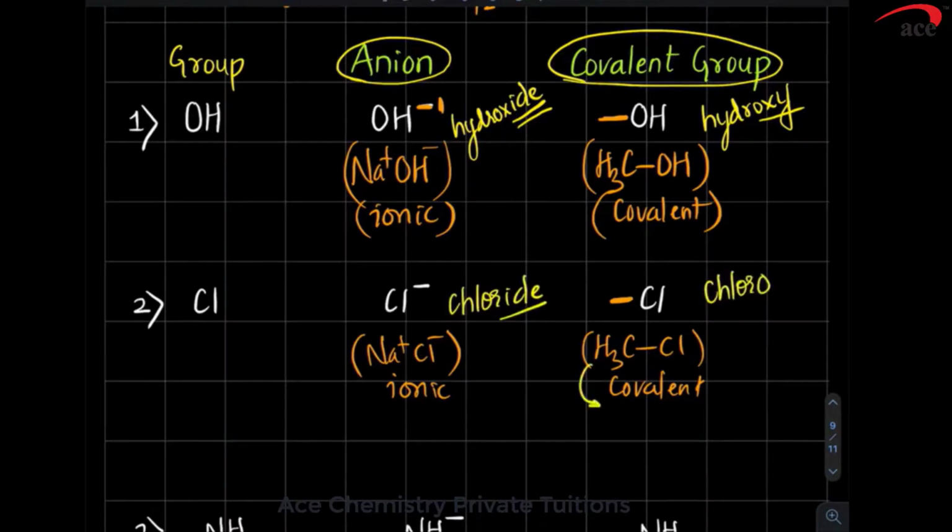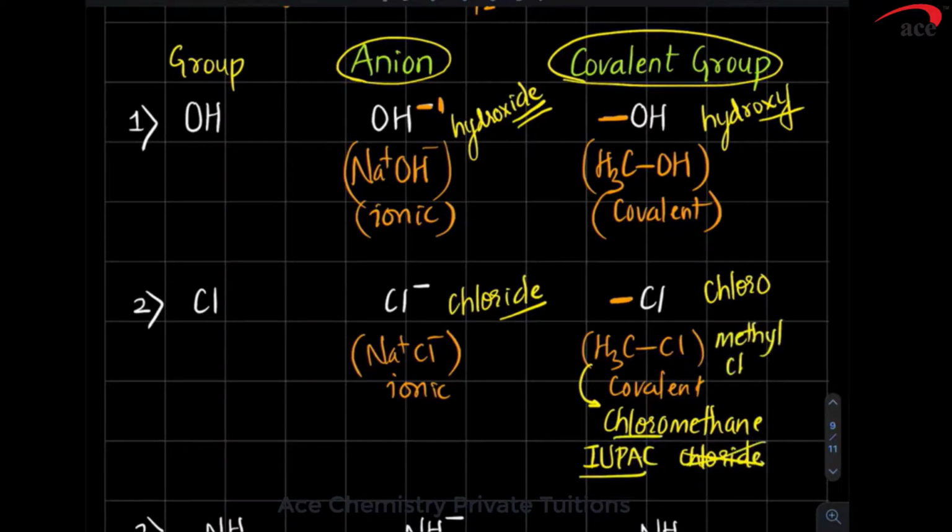Do you know the IUPAC name of this compound? Yes, chloromethane. Now you understood that when we write the IUPAC name, we never use the word chloride. Instead, we use chloro. In common system, it gets the name methyl chloride. But common system has errors. IUPAC gives the right and modern names, and they try to reduce error, and therefore it got the name chloromethane.